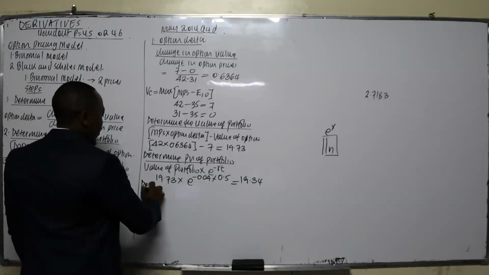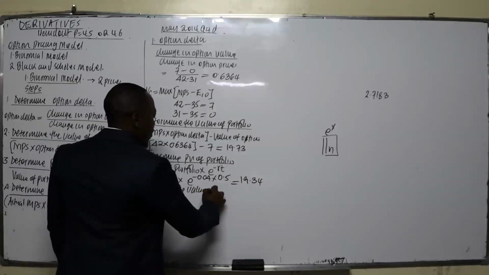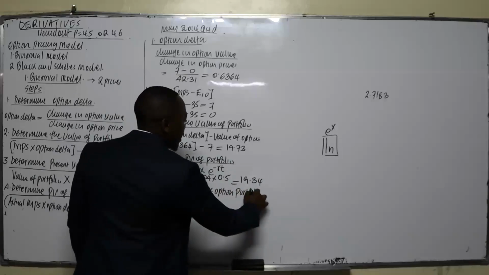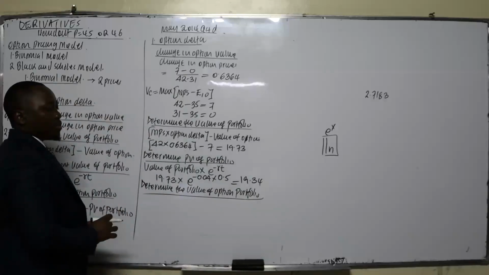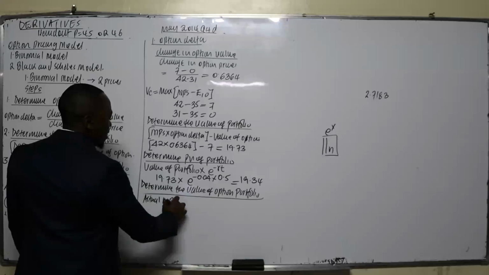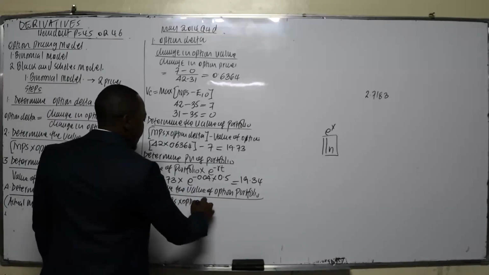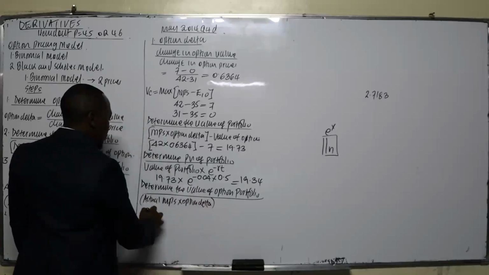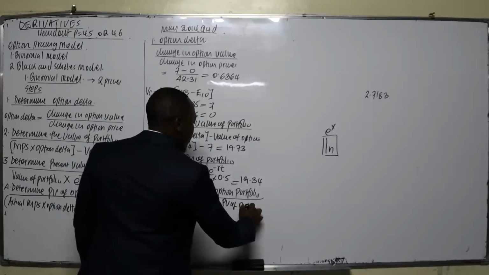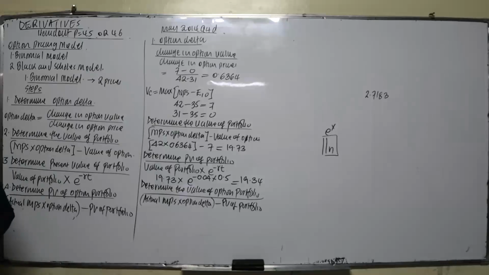Lastly, you determine the value of the option portfolio. And how do we get the value of the option portfolio? You take the actual market price per share, you multiply by the option delta, then you minus the present value of the portfolio. Give me the actual market price per share.